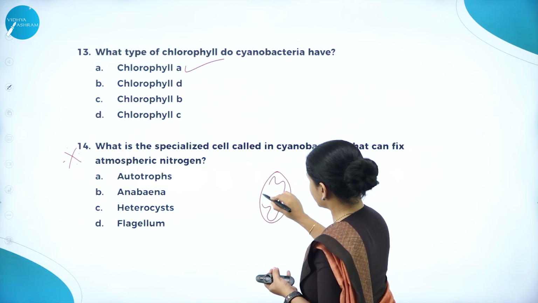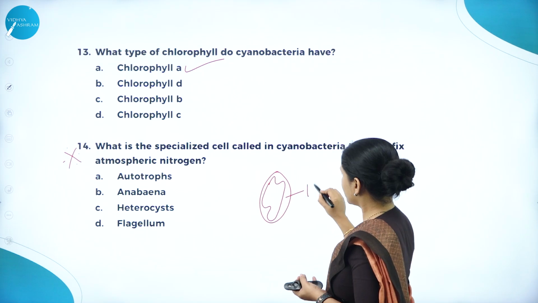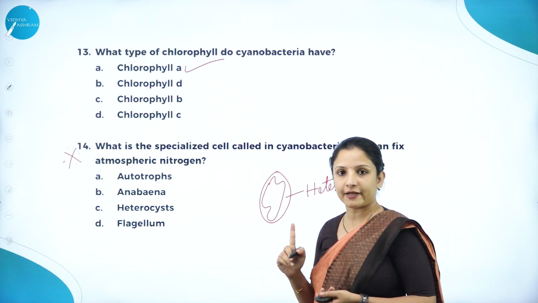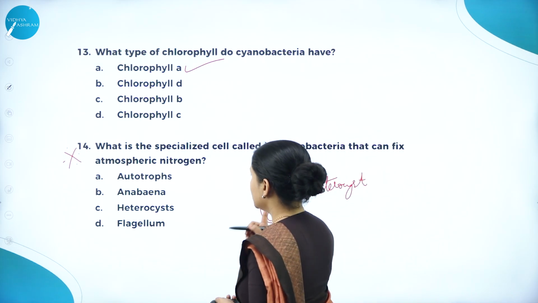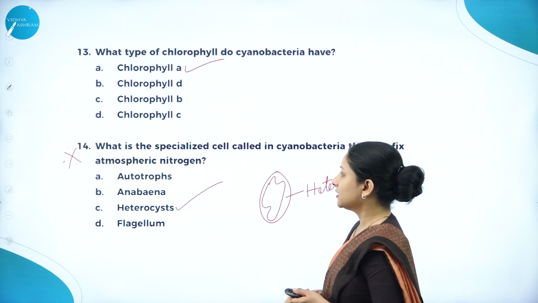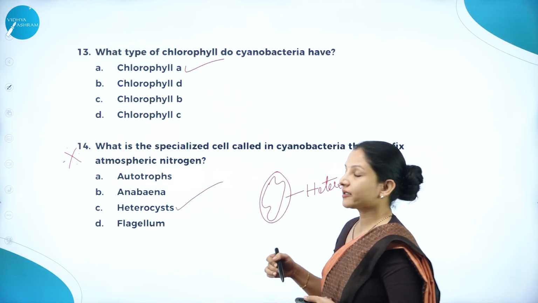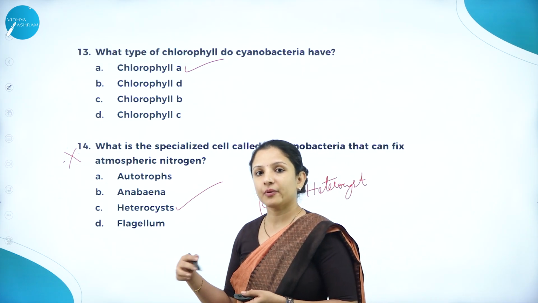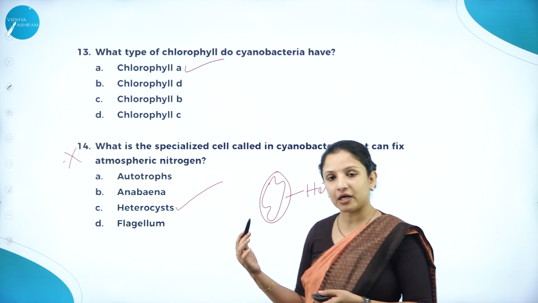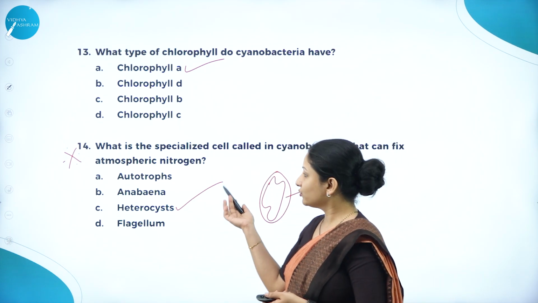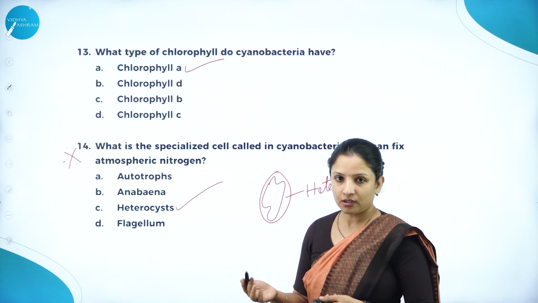You can see this kind of a structure. This is nothing but the heterocyst. It's called heterocyst, and this heterocyst actually helps in fixing atmospheric nitrogen. So that is why the cyanobacteria can be used in fields. For crops which are not capable of fixing nitrogen, that is, apart from the leguminous plants, they can use this as a fertilizer instead.